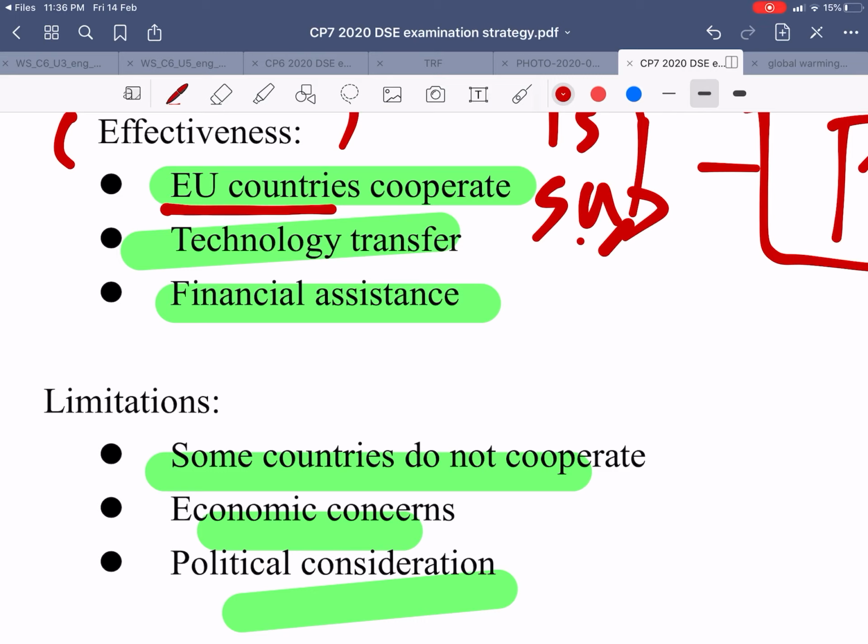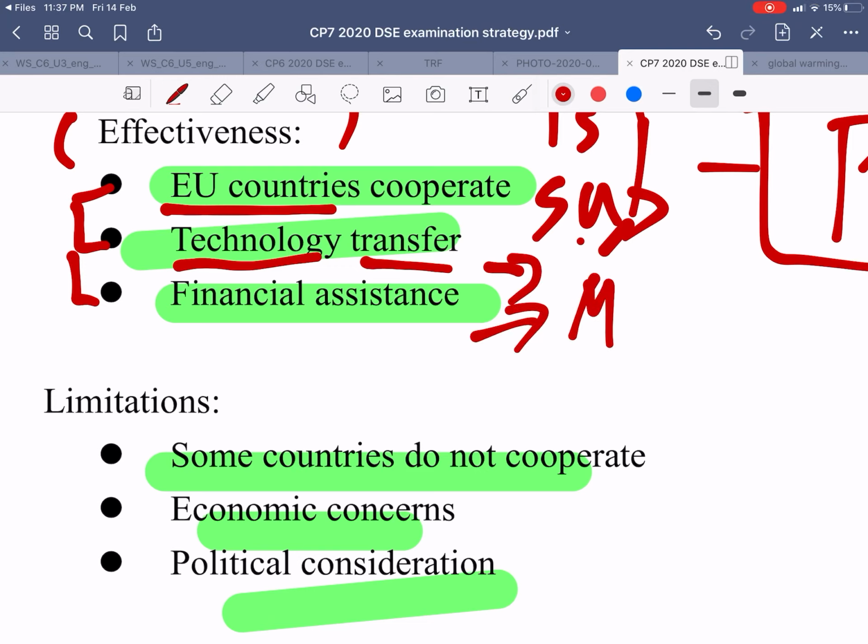Okay, how about technology transfer? It's also something good. From that data we can find the EU is very obedient in cutting carbon dioxide, and also in energy transfer and financial assistance.